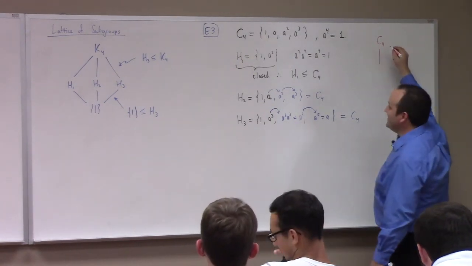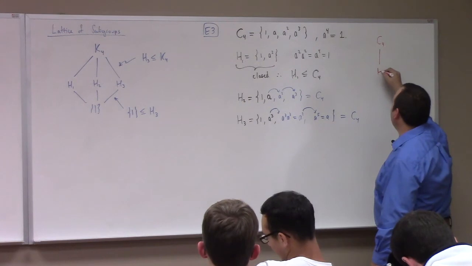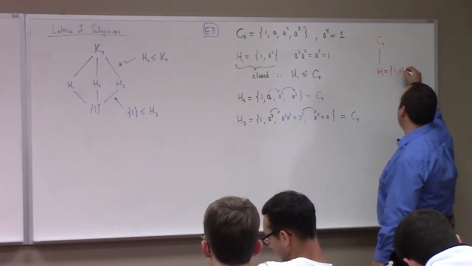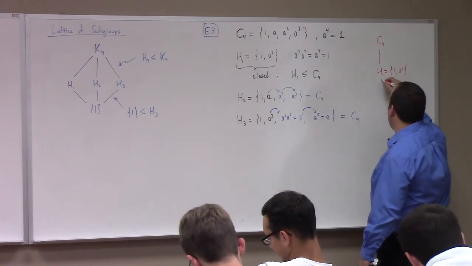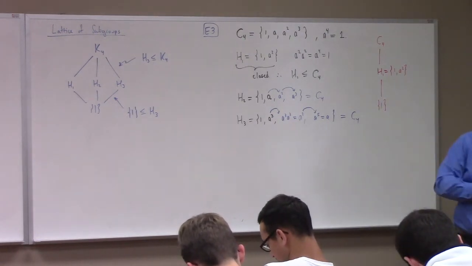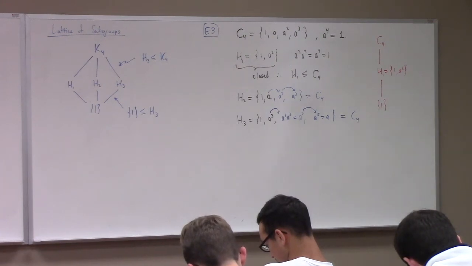C4, we have H1, right? In other words, 1, A squared, and then below that, there's 1. So this is the lattice diagram for this group.